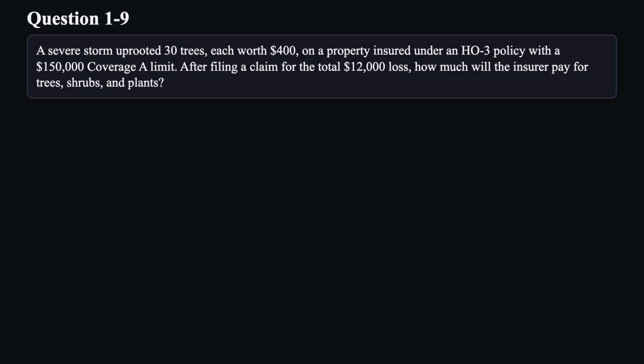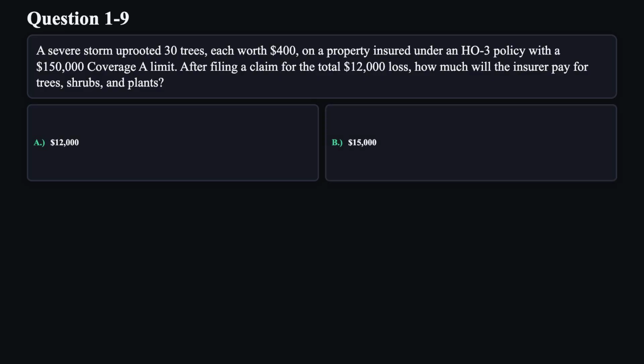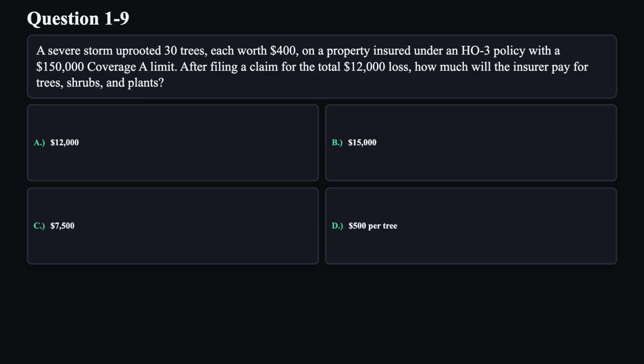Question 9. A severe storm uprooted 30 trees, each worth $400, on a property insured under an HO3 policy with a $150,000 Coverage A limit. After filing a claim for the total $12,000 loss, how much will the insurer pay for trees, shrubs, and plants? A. $12,000. B. $15,000. C. $7,500. D. $500 per tree.